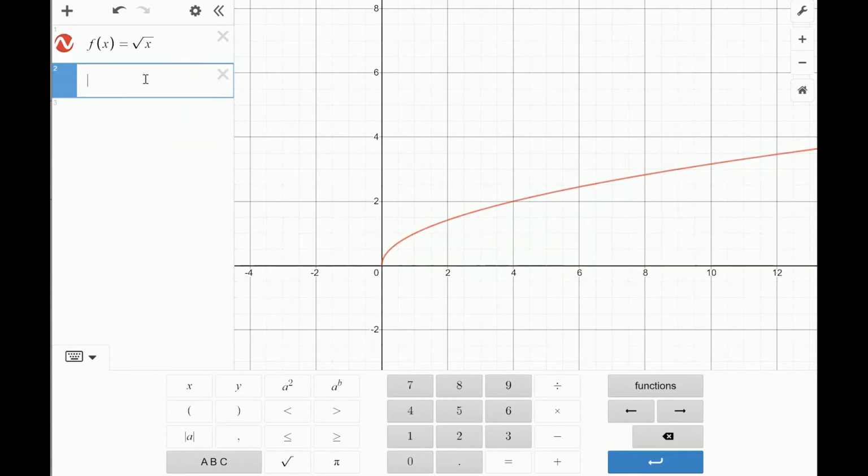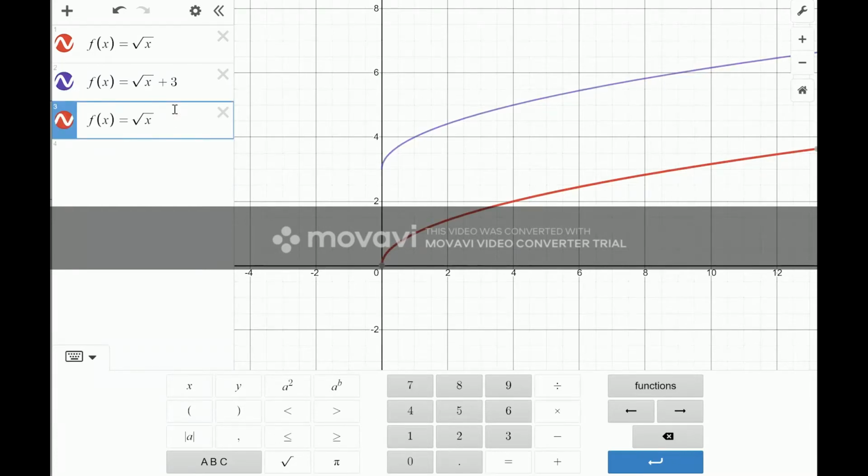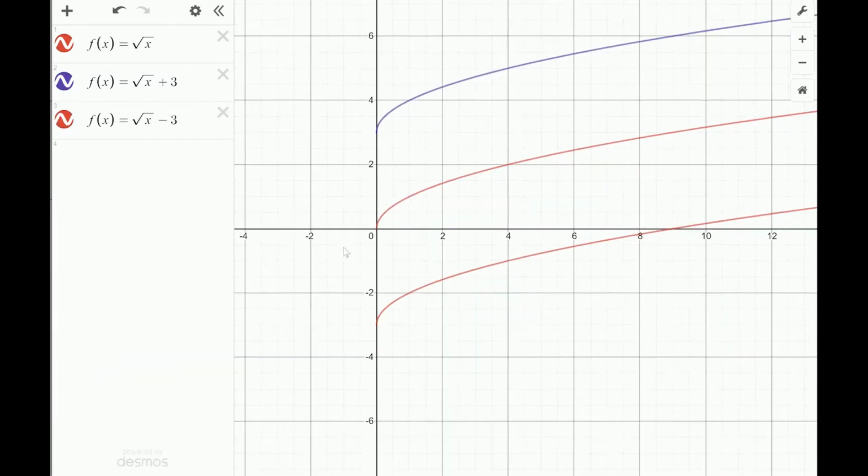Let's talk about vertical translations. Vertical translations happen outside the radical, and they work just like the transformations for parabolas. If we say radical x plus 3, then the graph moves up 3, and in the same way, if we say radical x minus 3, the graph moves down by 3.